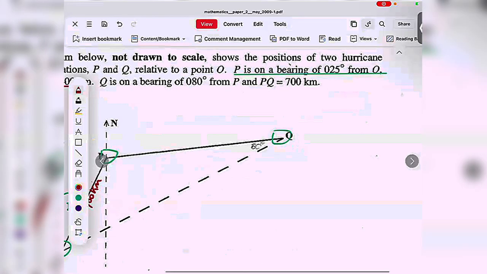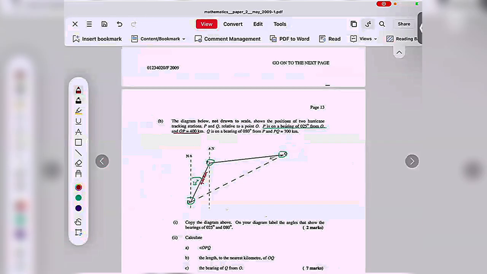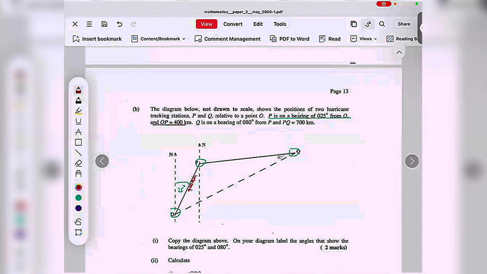All right, so we deal with that part here. Q is on a bearing of 80. Then let it out of bag. Whoever screenshot the paper here. Oh, so is that where we're going to put the 80? Q is on a bearing of 80 from P.